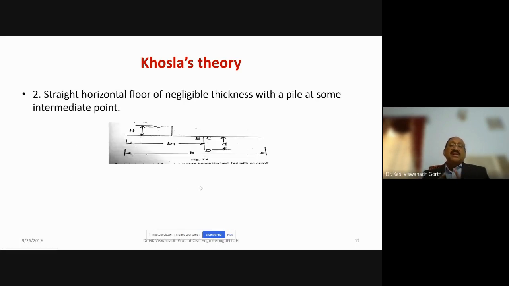Similarly, a straight horizontal floor of negligible thickness with a pile at some intermediate point. So you have a pile here. You have a horizontal floor, negligible thickness once again, and the pile is provided at the intermediate point. This is the weir wall, and the pile is here. So this may not be a practical case. As you can see, a combination of all these may lead to a complete picture of the foundation of a weir. But he tried to provide solutions for independent cases, by the method of independent variables. So here he has taken a straight horizontal floor of negligible thickness, with a pile at some intermediate point.